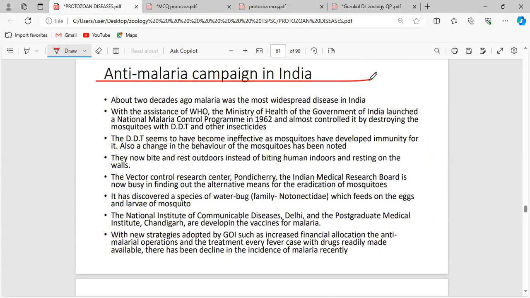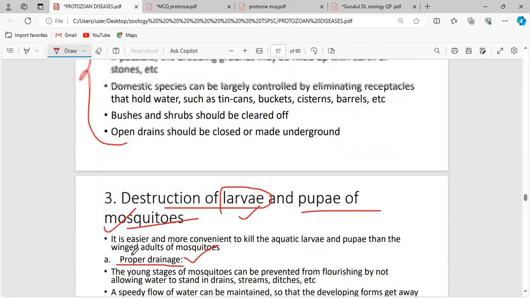The government also has some anti-malarial campaigns. This is not that important. What I have mentioned here is which research institutes will continue their research in eliminating malaria. Okay, that's all about malaria.